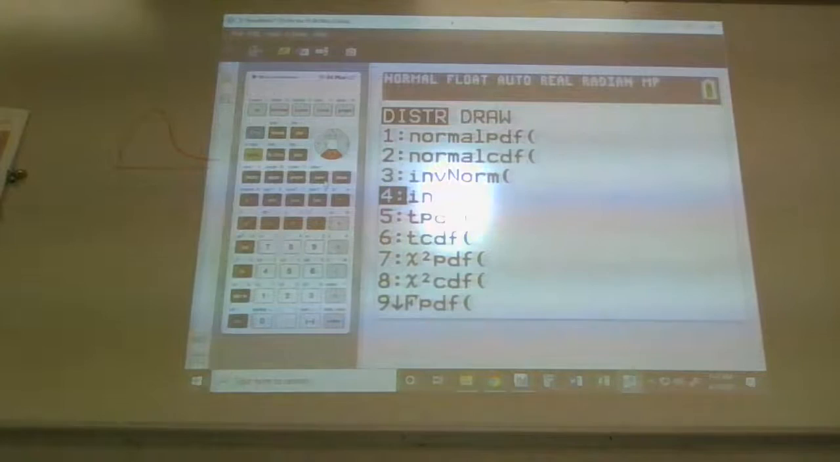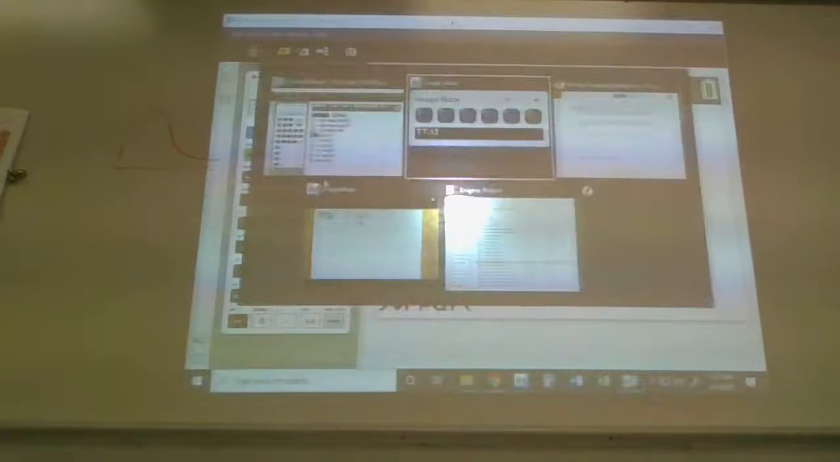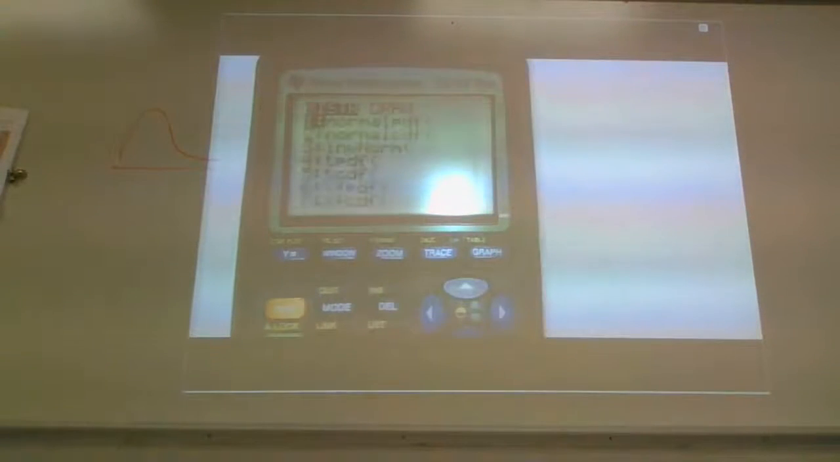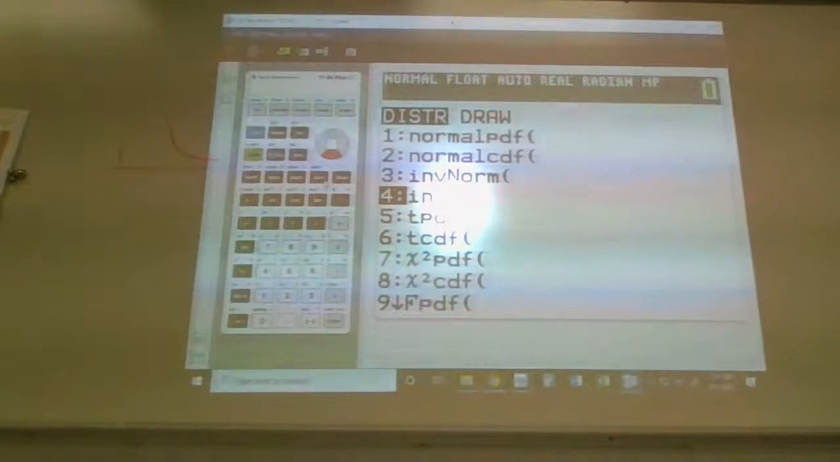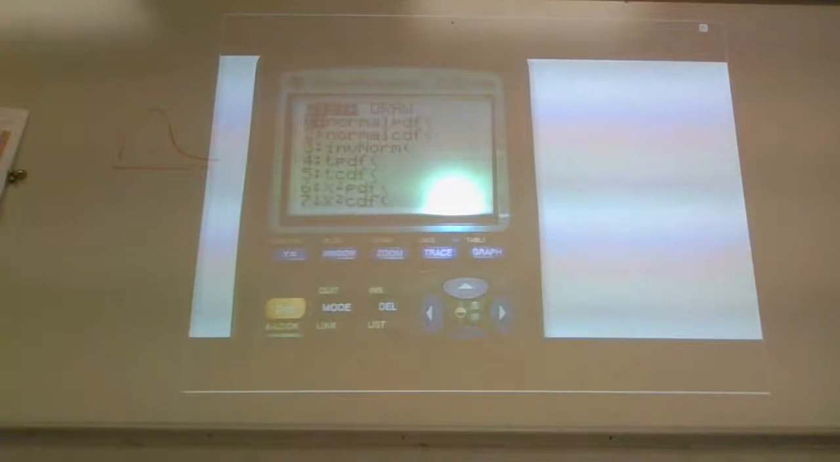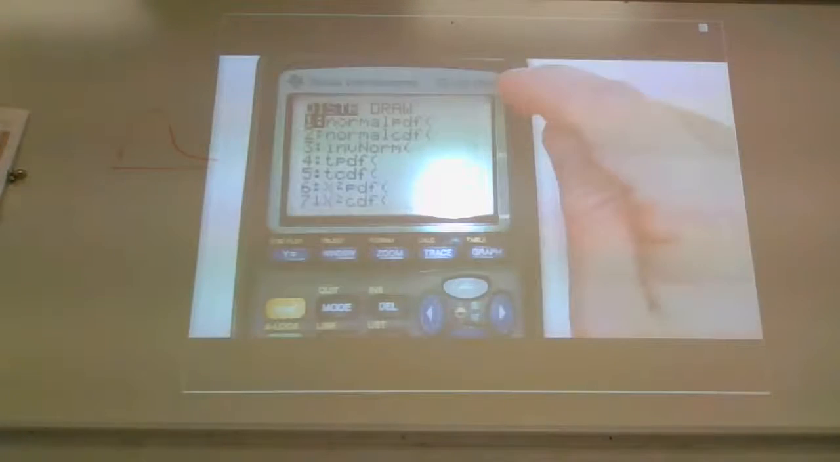Okay, you see inverse T right here. The reason why I'm talking about this in this moment is because of inverse T. Look at this. What do you notice? Say again? It's not there. Go back to my computer, inverse T. Go back to this calculator, it's not there. The TI-83s don't have it.